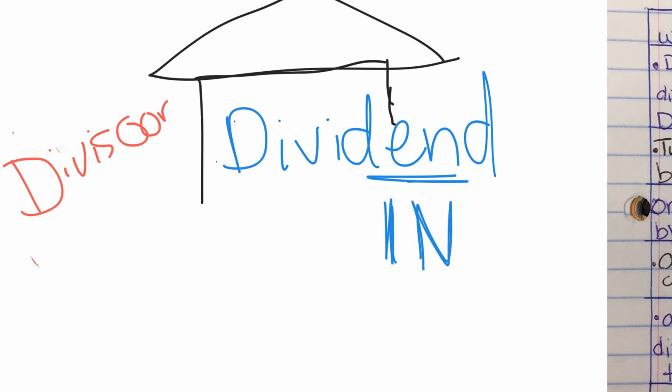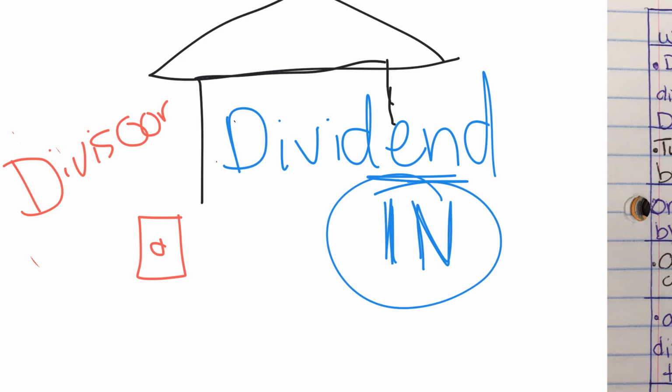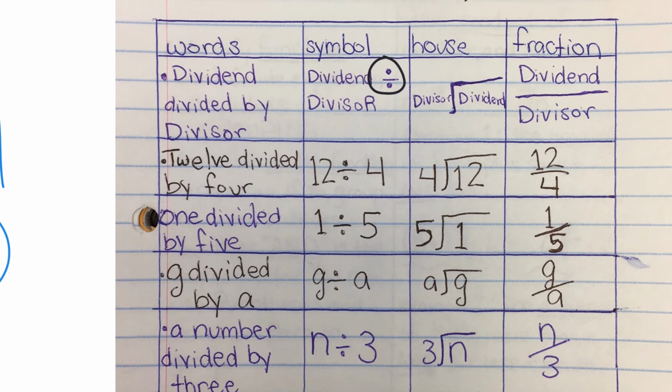D-I-V-I-S-O-R. Divisor is outside, the dividend is inside. Divisor is at the door, dividend is inside the house. Okay? Then, let's come back over here to our table.